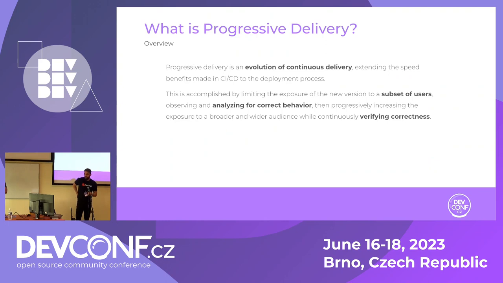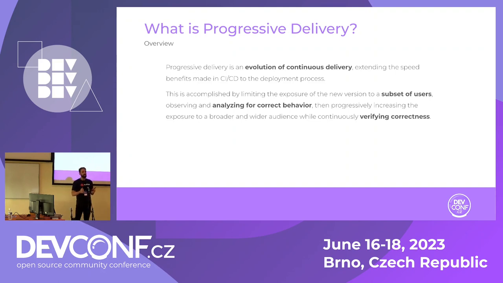Well, what is progressive delivery? In summary, progressive delivery is an evolution of continuous delivery, okay? Basically, with progressive delivery, you deploy a new version of your application, select a subset of production users to use this new version, and then you need to analyze the behavior of this new version.